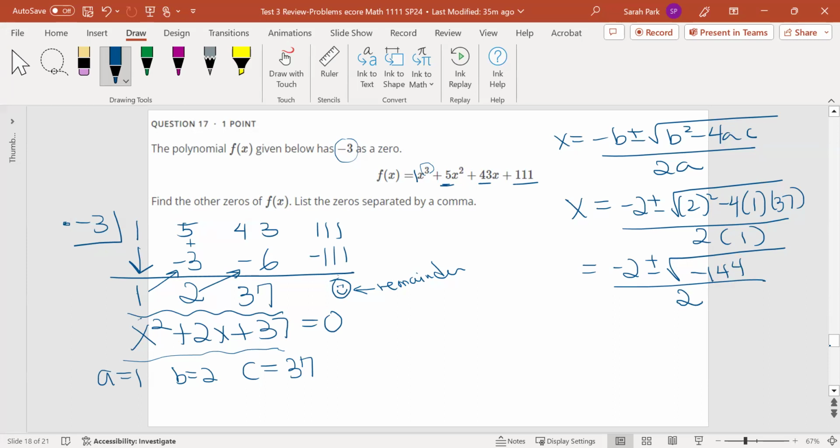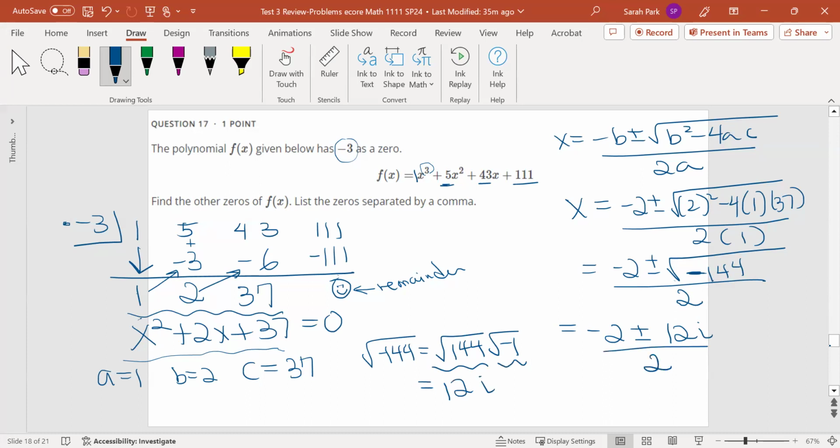2 times 1 is 2. And then we have negative 2 plus or minus the square root of negative 144, which is 12i. Because it's a negative under the root, if I do that on the side, it can be written as the square root of 144 times the square root of negative 1. The square root of 144 is 12, and the square root of negative 1 is i. We divide by 2, and if you take each of these and divide by 2, negative 2 over 2 is negative 1, plus or minus 12 divided by 2 is 6i.